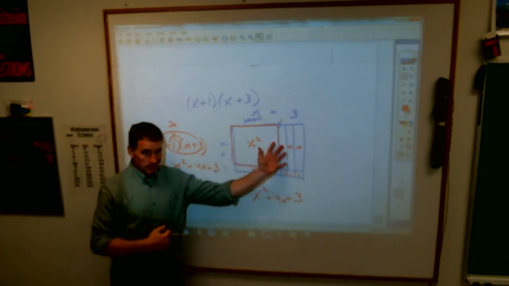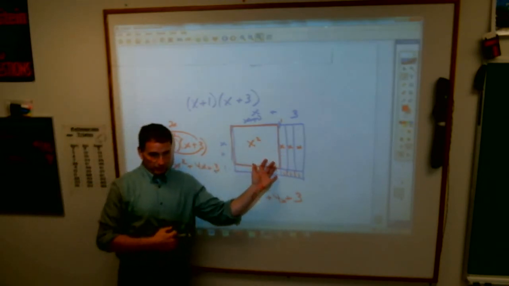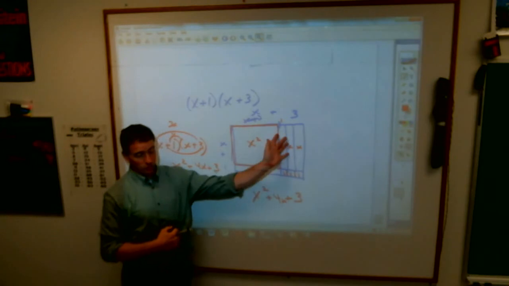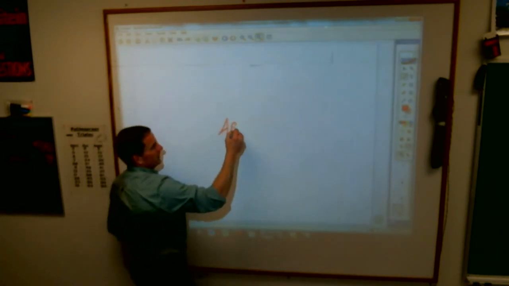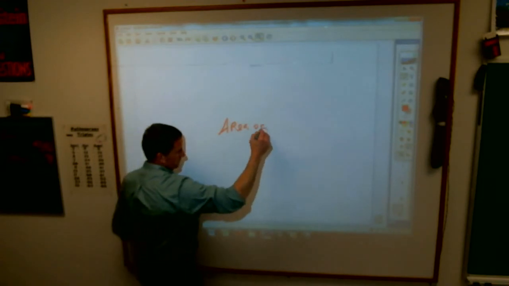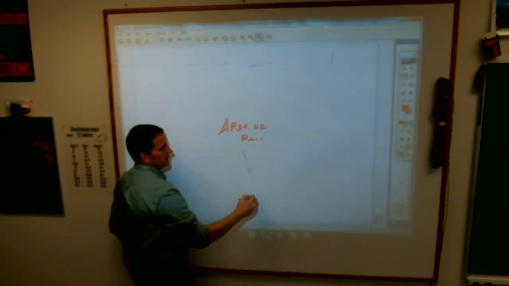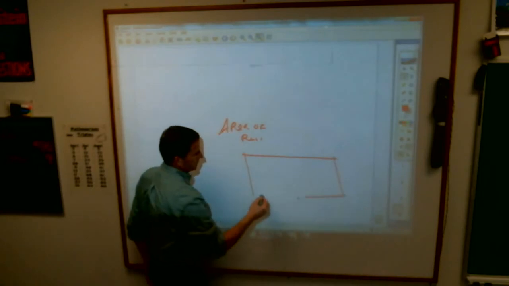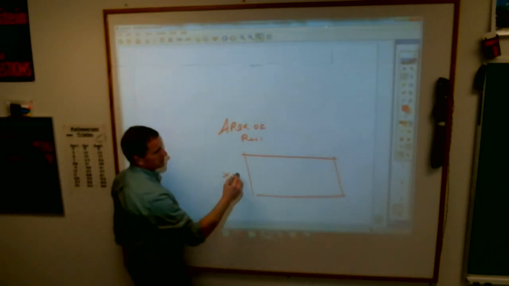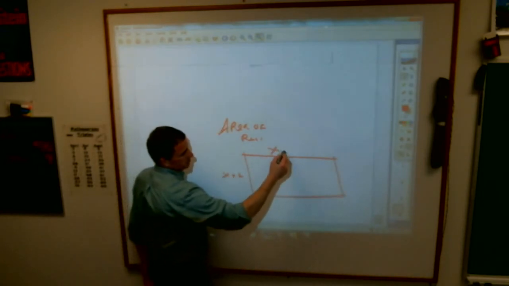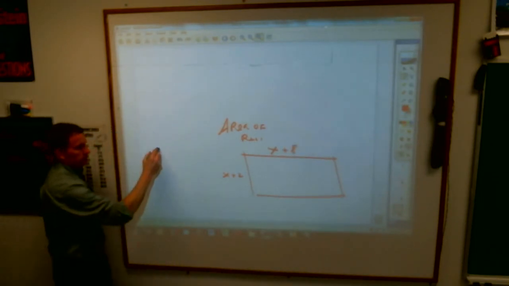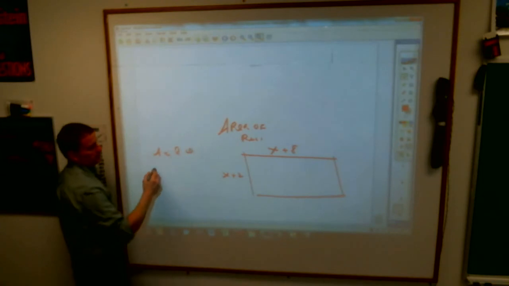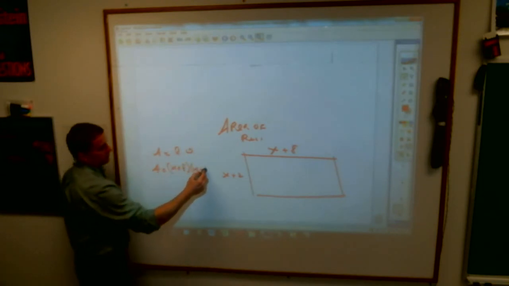Now, if you didn't get this, it doesn't matter. You just have to understand I need to use FOIL. But this is kind of the visual about why that works. Because they will ask you to do this. Give me the area of the rectangle. And you don't have to draw all the little squares, but if they say that this is x plus 2 and this is x plus 8, to find the area is length times width, you're going to have to multiply x plus 8 times x plus 2.